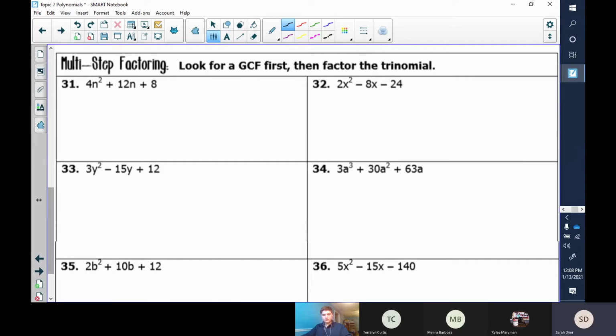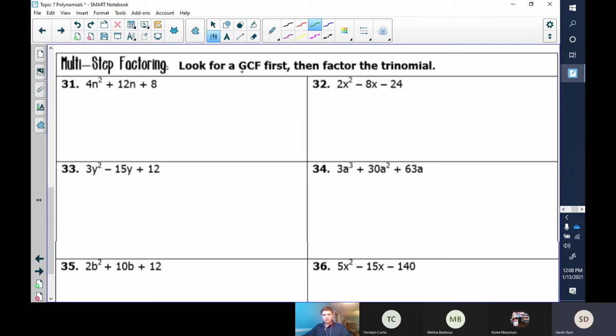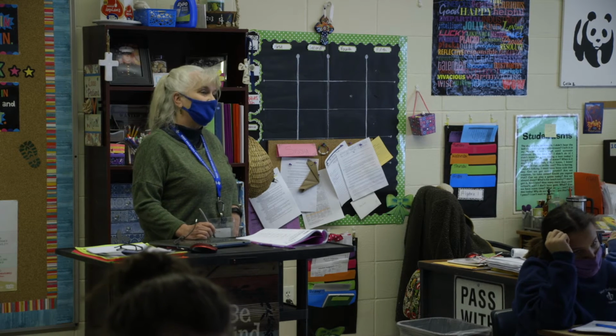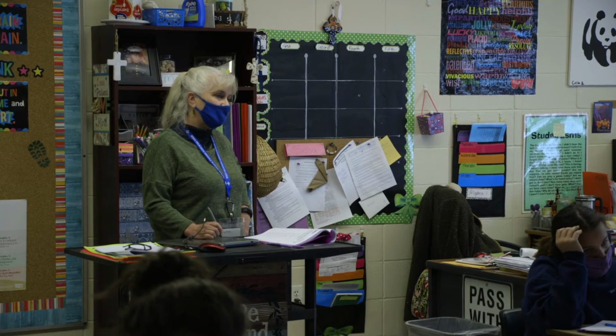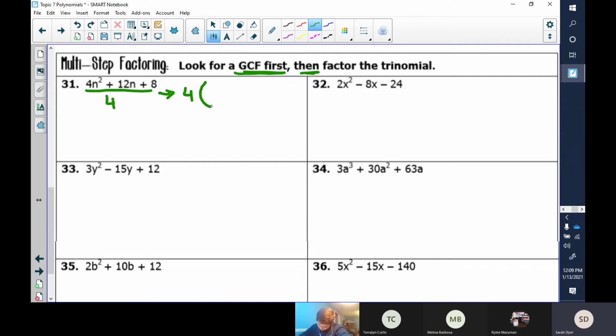So you remember how I always tell you that we just add layer upon layer upon layer? So look at this one. Look for GCF first. So as you're looking at 31, do you see a GCF? 4. So we're going to pull out 4. And that's going to give us 4 times what? N squared plus 3n plus 2.